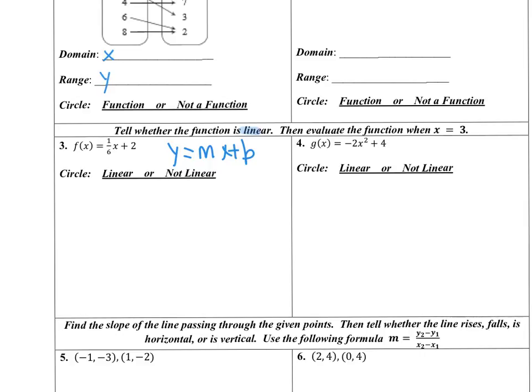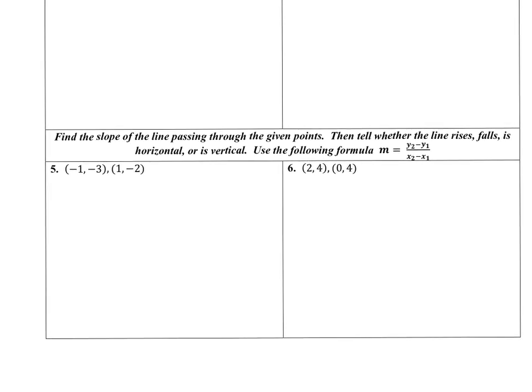Then Mrs. Tress is wanting us to plug in 3 for x and solve. Now, whether it's linear or not, you got to plug in the 3 for the x and then solve everything else. So just do all your work down here and circle your answer when you're done. Again, if you're not sure, ask a question.